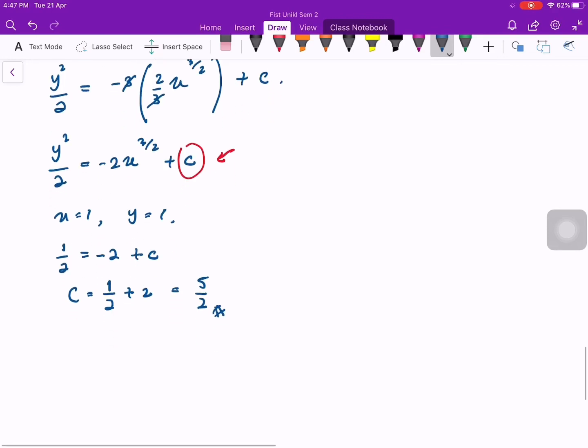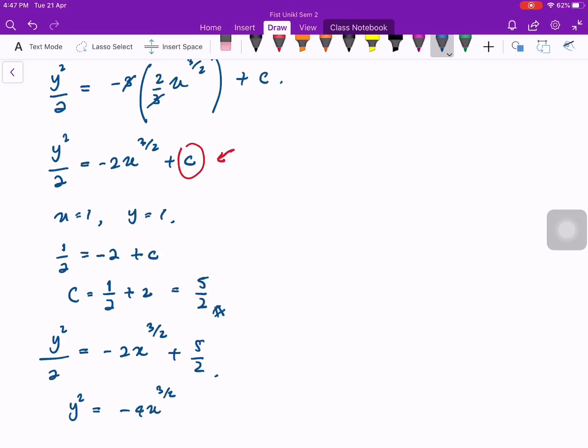And lastly, kita akan letakkan balik dalam equation kita. Itu kita akan ada y squared over 2 equals to minus 2x to the power of 3 over 2 plus with 5 over 2. And then afterwards barulah kita simplifykan dia. Okay, so kita simplifykan dia, kita jadikan dia y squared equals to negative. Okay, so kita akan dapat negative 4x to the power of 3 over 2 plus with 5. Okay, so this is actually a particular solution.